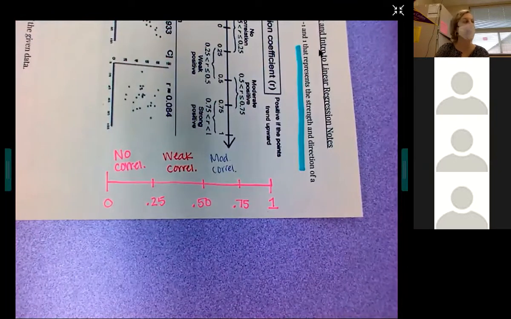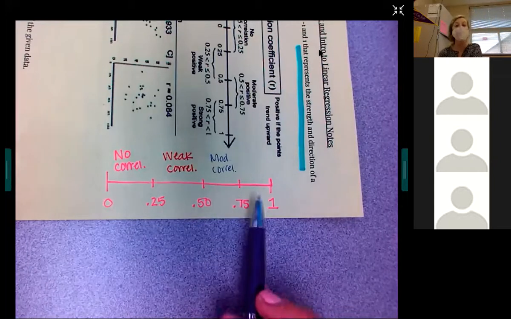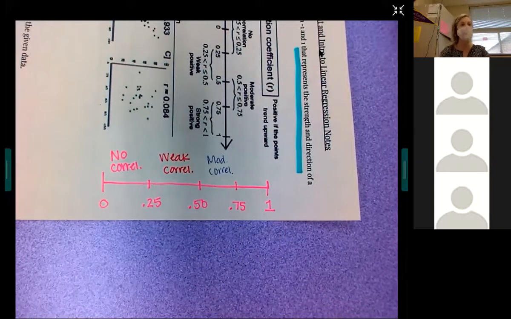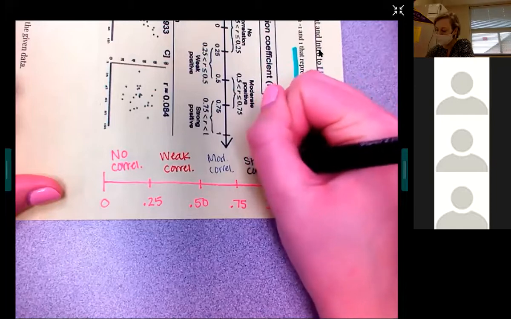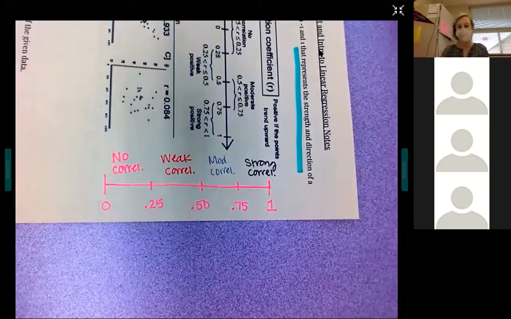A moderate correlation. Now, the closer you get to $1, doesn't McDonald's have that dollar menu? Not anymore. It's called a value menu. It used to be literally a dollar menu, okay? The closer you get to $1, what kind of correlation are we going to call that? Strong. Not positive, just strong. That's how I want you to remember the strength.